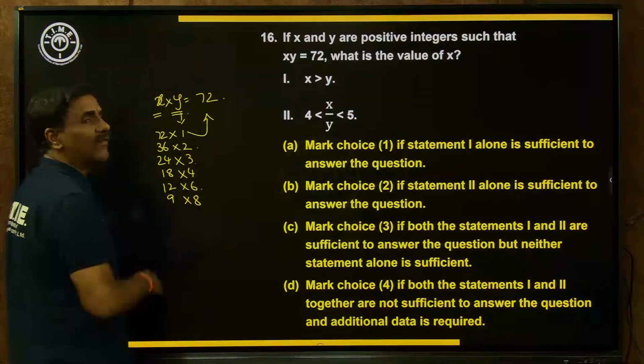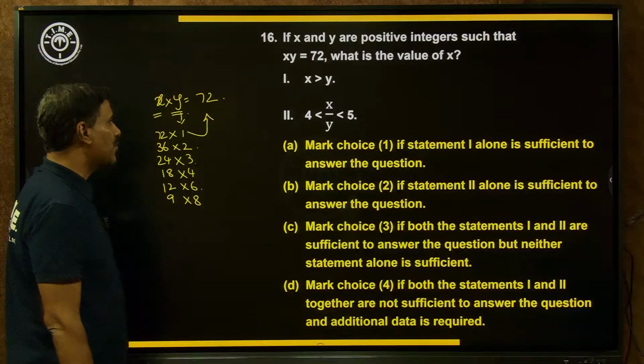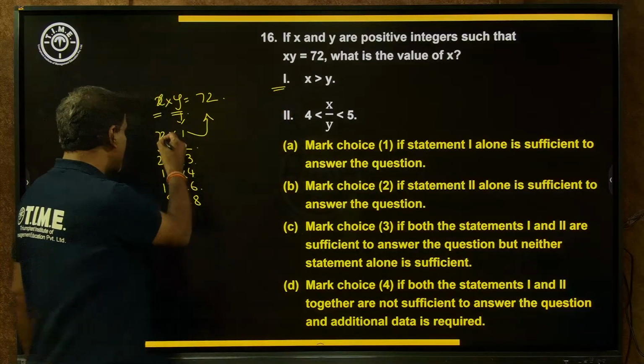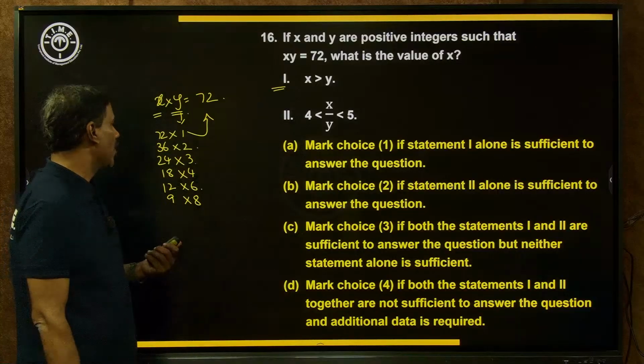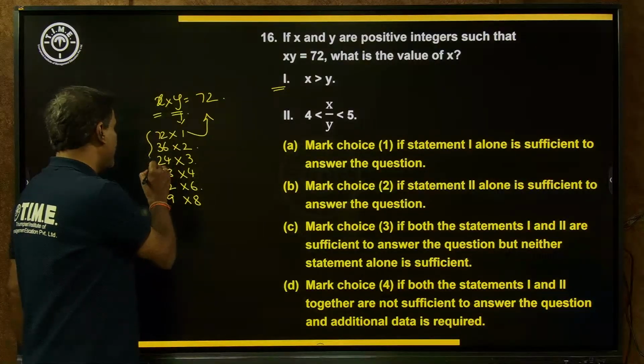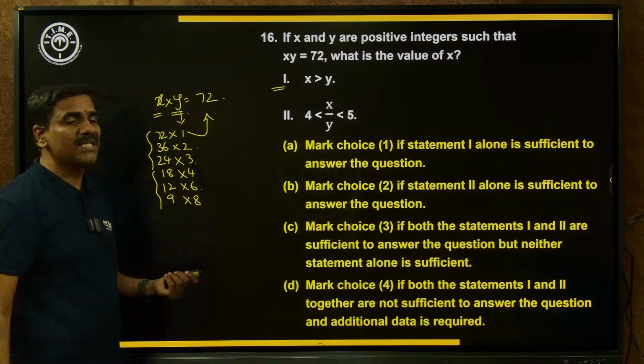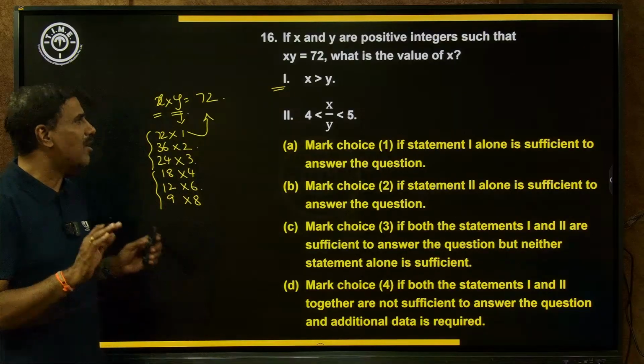That means we will be getting the reverse results. What is the first statement's data? X should be greater than y. In all these cases, we are considering x as greater than y only. So how many cases are possible? Basically, 3 here, 3 here, 6 cases are there. So x can take any one of the 6 values. So the first statement is not sufficient.